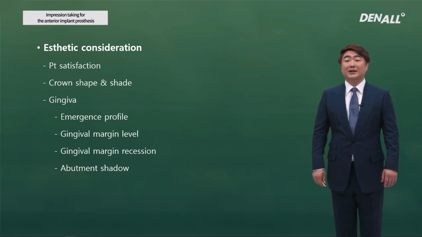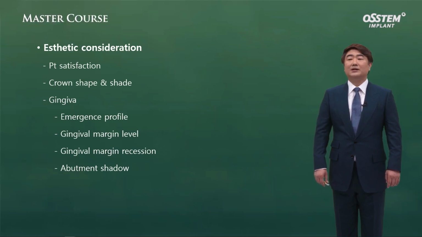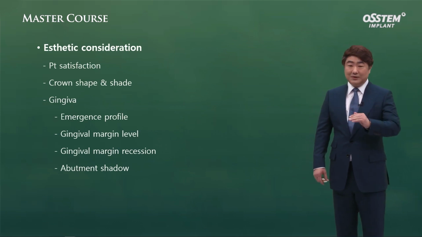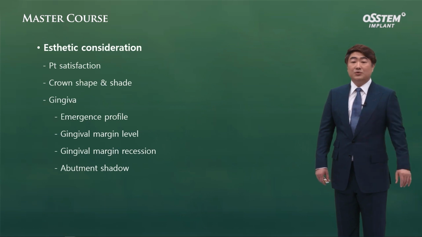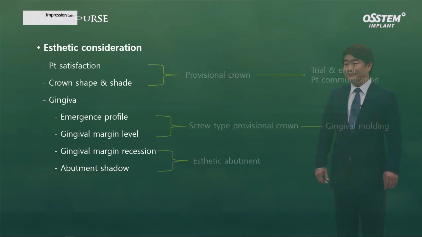And also harmony with the surrounding gingiva is important, and that can be determined through the emergence profile and also the gingiva margin level harmonization. And also, after creating a prosthesis, change in the gingiva margin and abutment shadow should be considered. With the change on the gingiva, it tends to collapse, and then there could be translucency. So you need to also be prepared for that.